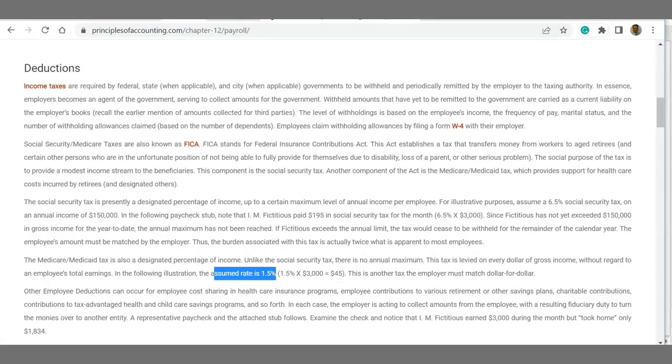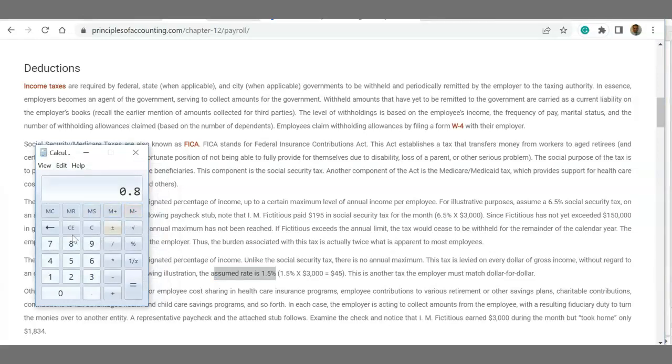Do I have a calculator here? Yes. Here. So 12.4 for Social Security plus 2.9 for Medicare. That's 15 point... No, something is wrong. Let's see. 12.4 plus 2.9.